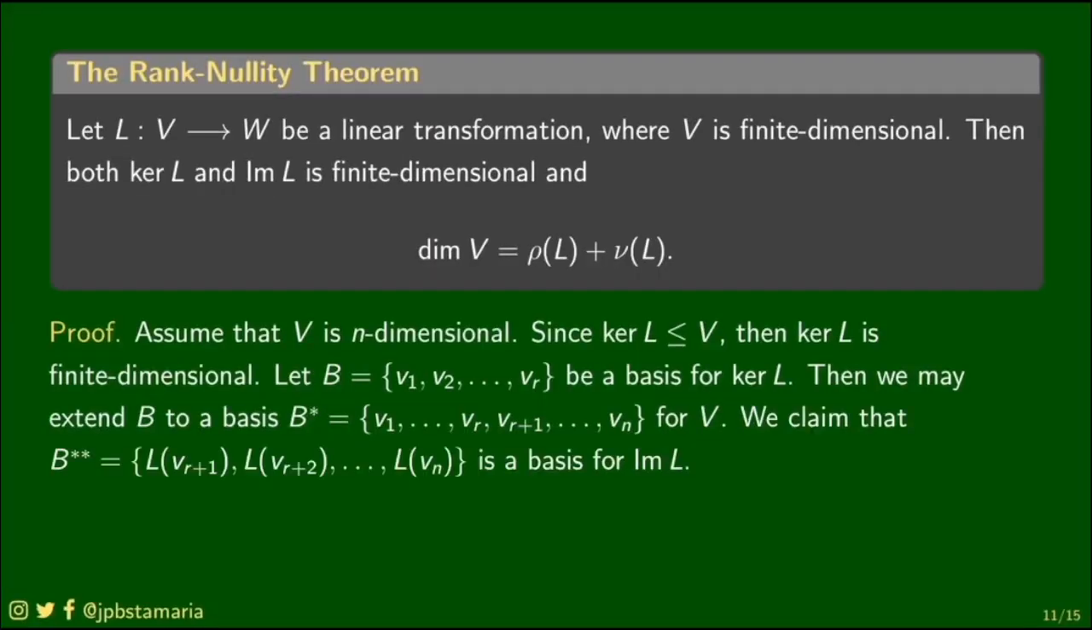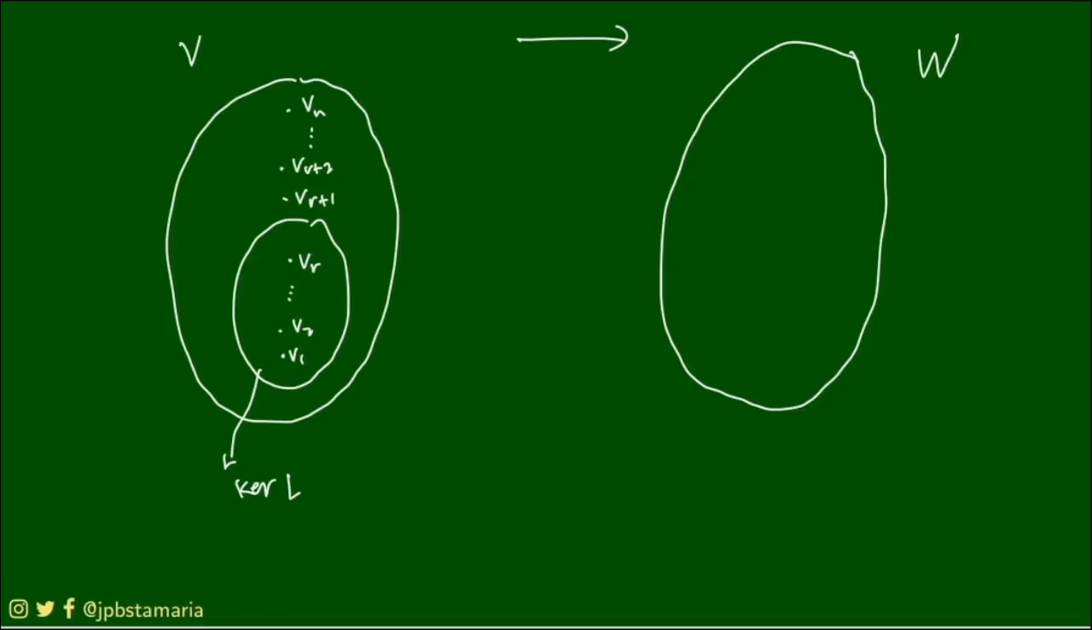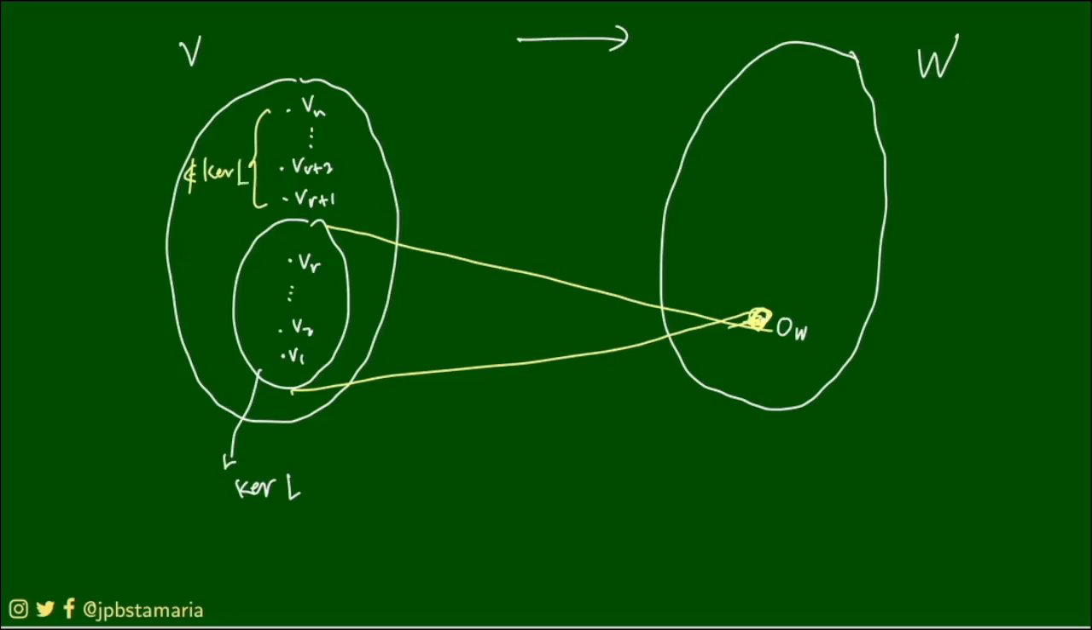Let's go back. We claim now, so this is what we're going to do. Take note that because these vectors are in the kernel, this is the 0 of W, everything in this entire kernel gets mapped to the 0 vector of W. But because these vectors are not in the kernel, they will move to somewhere else aside from 0. So for example, this could be the image of vr+1. This could be the image of vr+2. We don't know where, but this is just a representation. This is the image of vn.